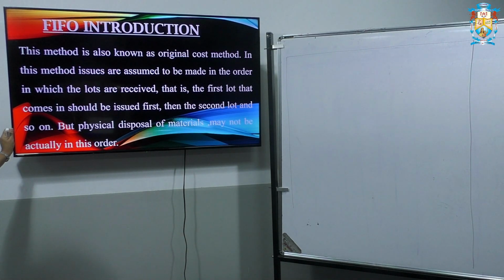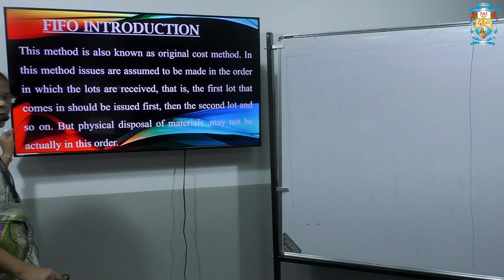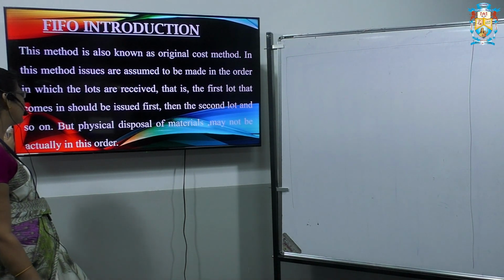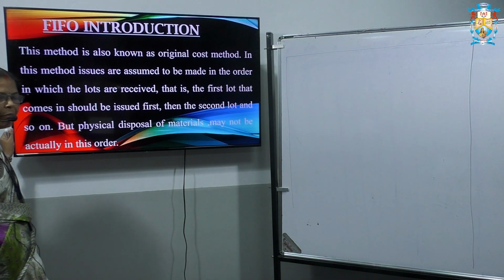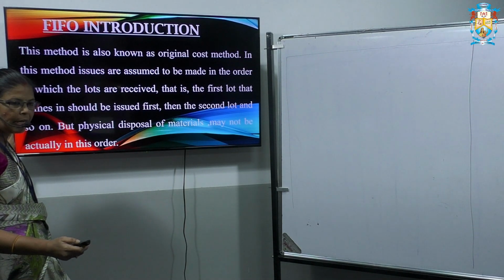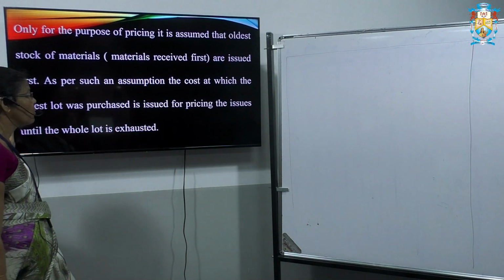This method is also known as the original cost method, and it is assumed that issues are made in the order in which the lots are received, and that is to be maintained. The first lot that comes in should be issued first, and the second lot and so on. Directly it will be calculated, and at the end of the day we can get the stock which we call closing stock.